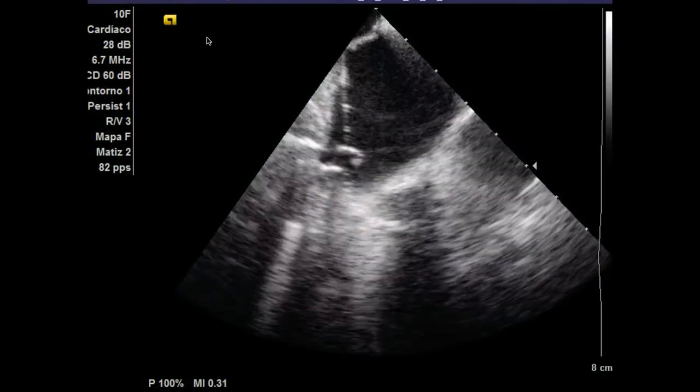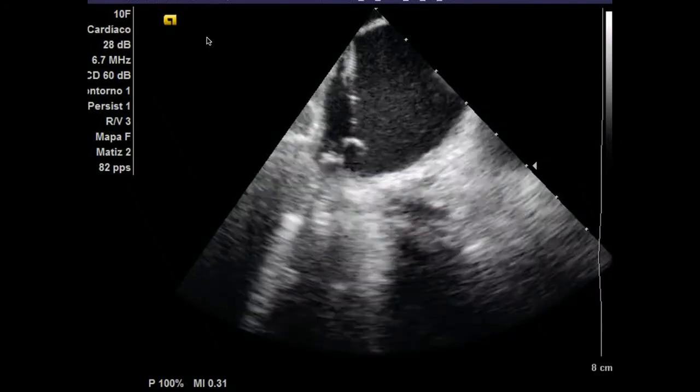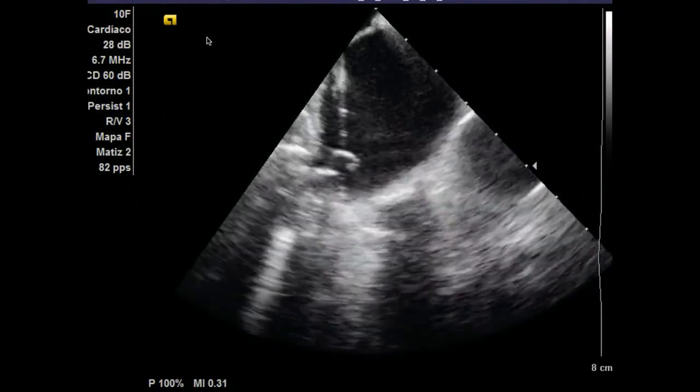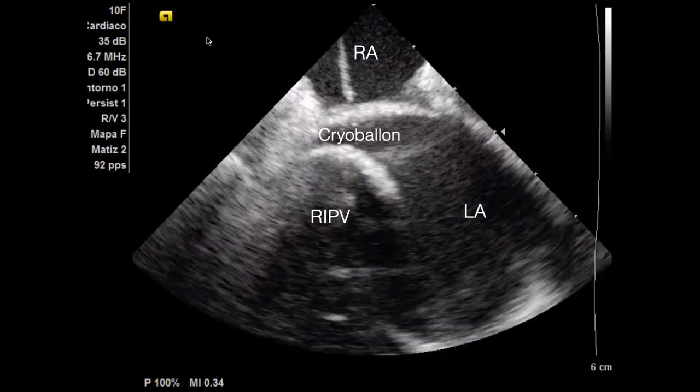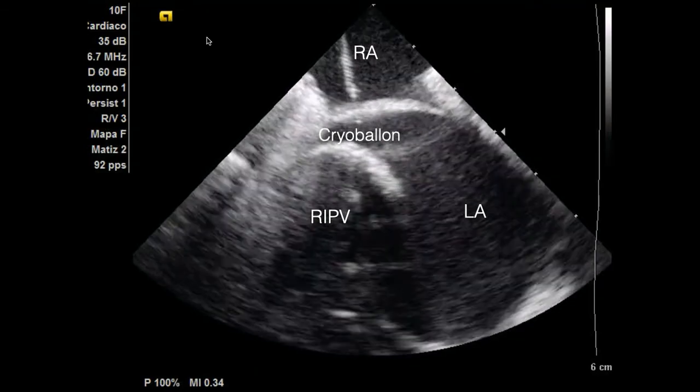Here's the Achieve navigating to cannulate the right inferior pulmonary vein, and here is the projection: the right atrium, and the cryoballoon is very close to the septum, and it's occluding the right inferior pulmonary vein, and we have the left atrium.